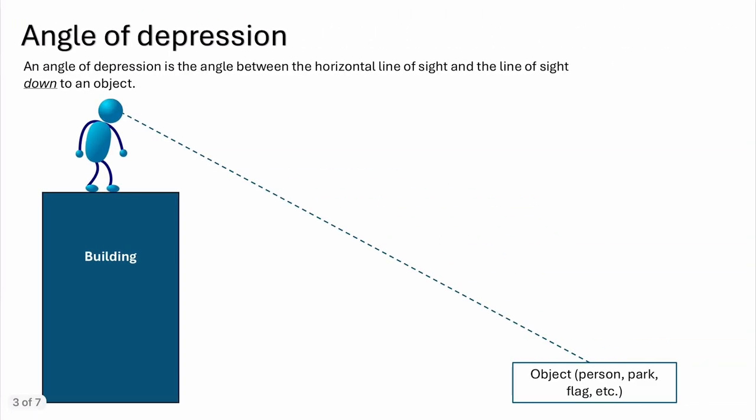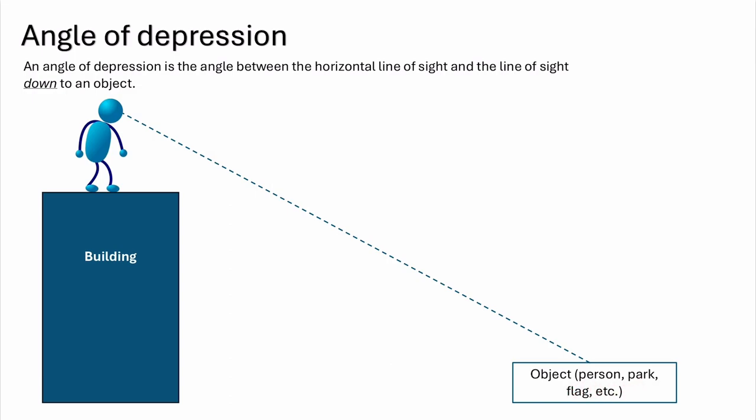We also have what are called angles of depression. That could be a person looking down at an object. Once again, the dotted line represents a line of sight. It's usually like a person on a building or a plane looking down at something. And then down here, they're looking at another object, like another person, a park, a flag, something.